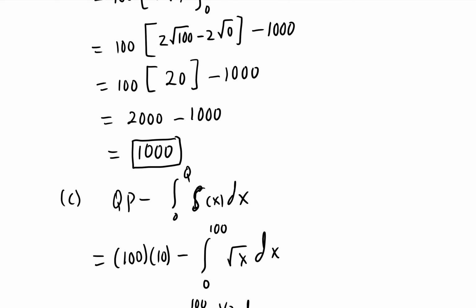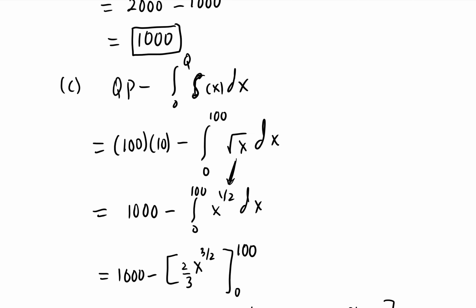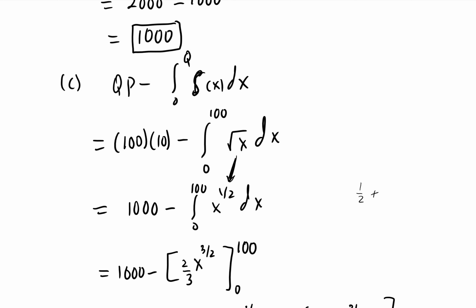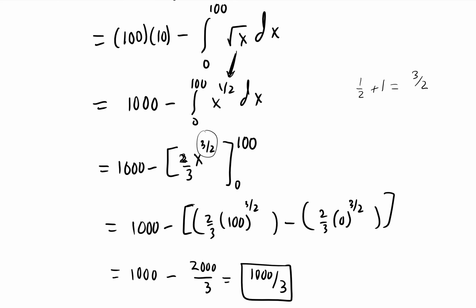For the last one, we do QP minus the integral from 0 to Q of S of x dx. We can rewrite this as x to the 1/2 to be able to find the antiderivative. That gives me, if you take the 1/2, add 1 to it, that's 3/2. That's where that came from. And then divided by 3/2, but you flip it, it's much faster, 2/3. And then we need to evaluate this at 100 minus at 0. Keep the brackets here, very important to keep them because of the negative sign. If you put that on the calculator, you get 1,000 over 3, as some of you got.